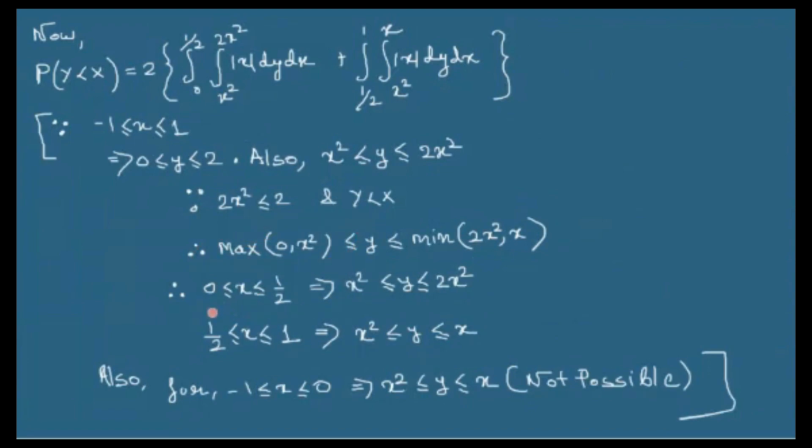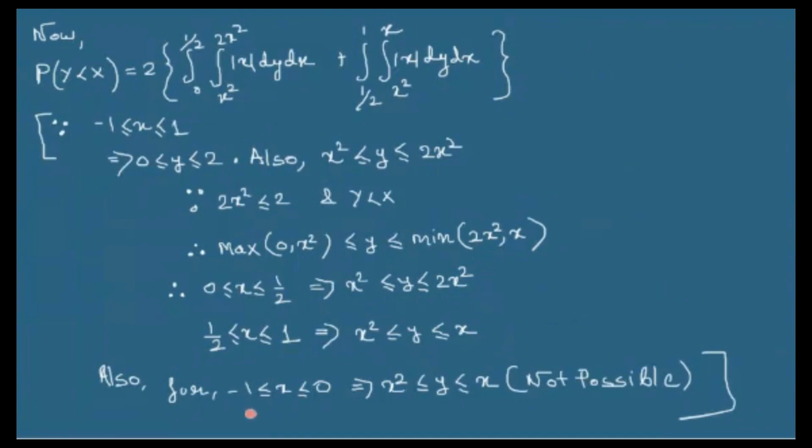So if we break the interval of x as from 0 to half, we get x squared less than or equal to y and y less than or equal to 2x squared. Similarly, if we break the interval of x from half to 1, we will get x squared less than or equal to y, which is less than or equal to x. This whole thing was for when x lies in the range 0 to 1.